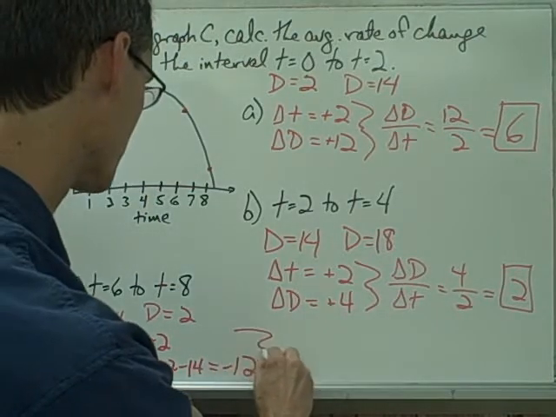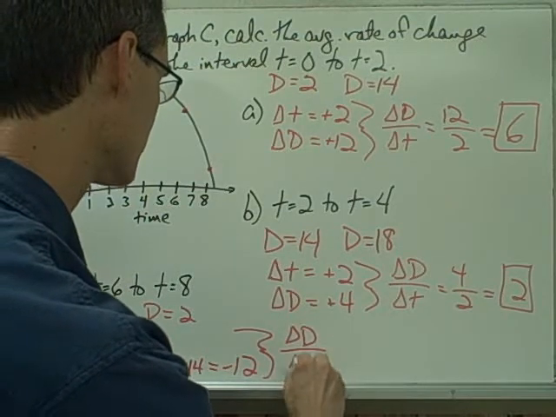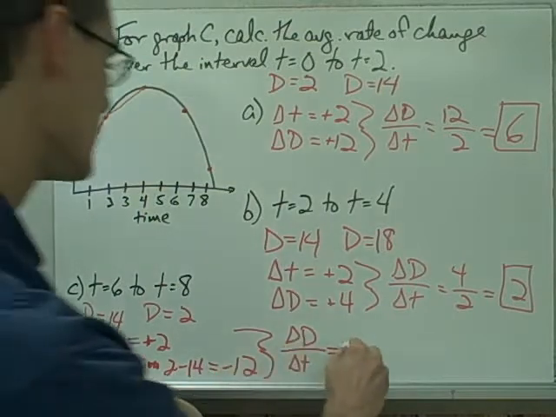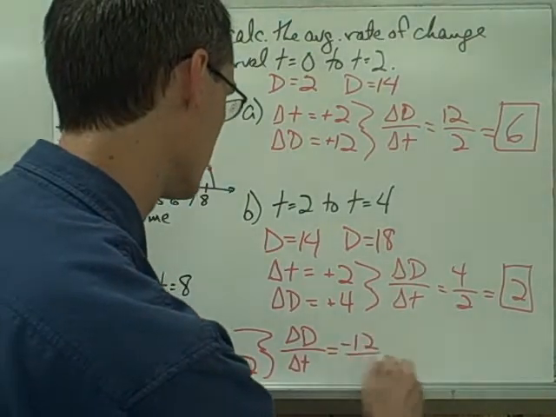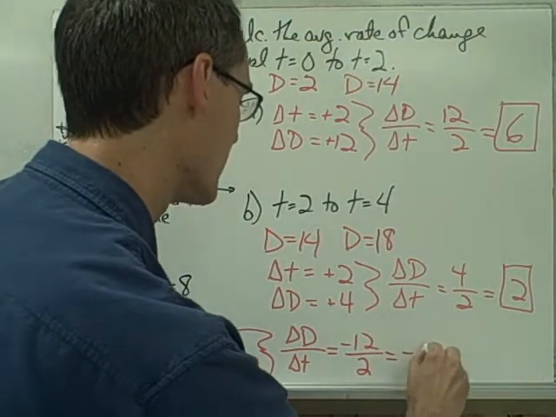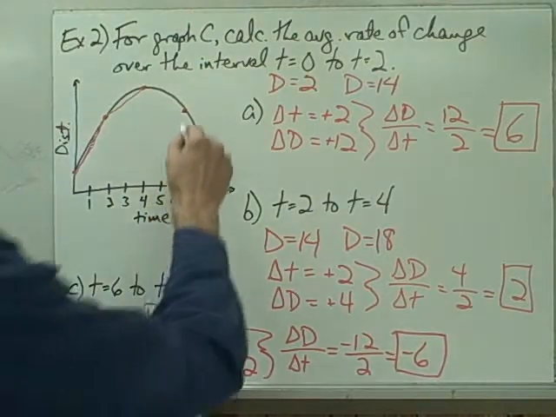Well, now once again I'm going to take these two values and put them together in order to calculate delta d over delta t, my average rate of change. Delta d is negative 12. Delta t is positive 2. And my average rate of change now is a negative 6.